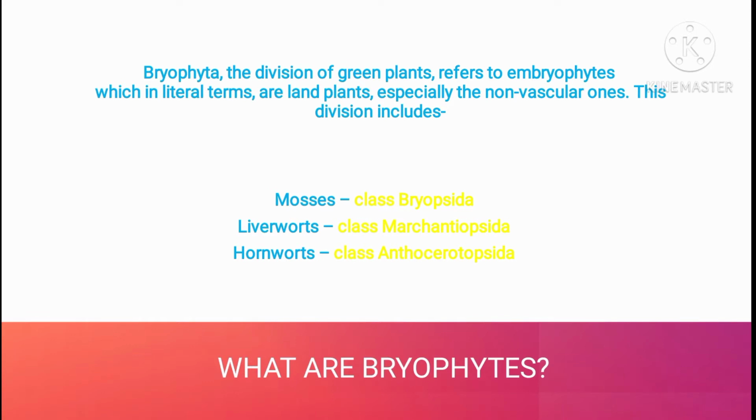Let us know what a bryophyte is. Bryophyte is a division of green plants, referring to embryophytes, which in simple terms are land plants, especially the non-vascular ones. This division includes mosses, that is class Bryopsida, liverworts, that is class Marchantiopsida, hornworts, that is class Anthocerotopsida.